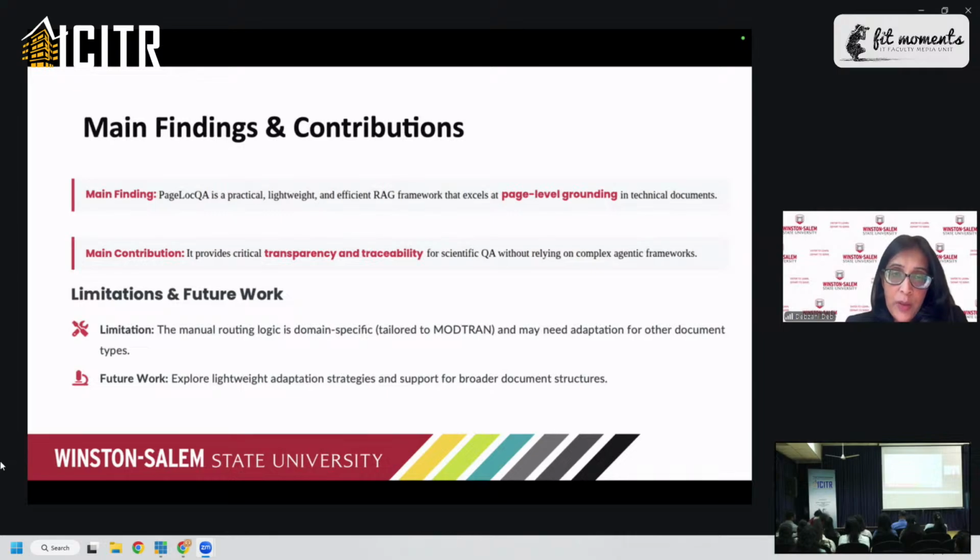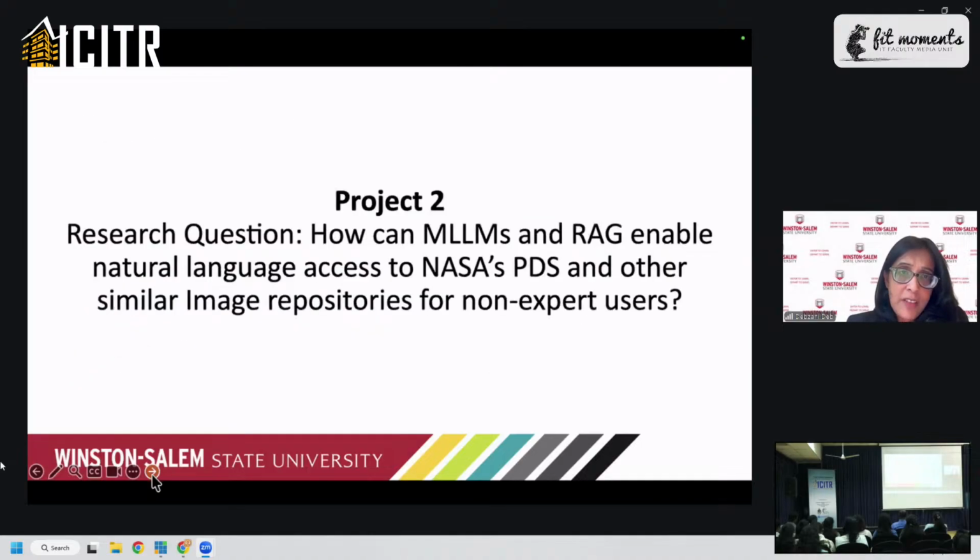Basically, the techniques we used here are RAG, manual routing, prompt engineering, and also the page level chunks. So those are the techniques that we used, but it runs locally. So whenever you download the system, you will see that there is no cloud dependency, there are no costly API calls. It will run locally, and then it will be able to answer your questions based on your natural query. So that is the first project that I was planning to present.